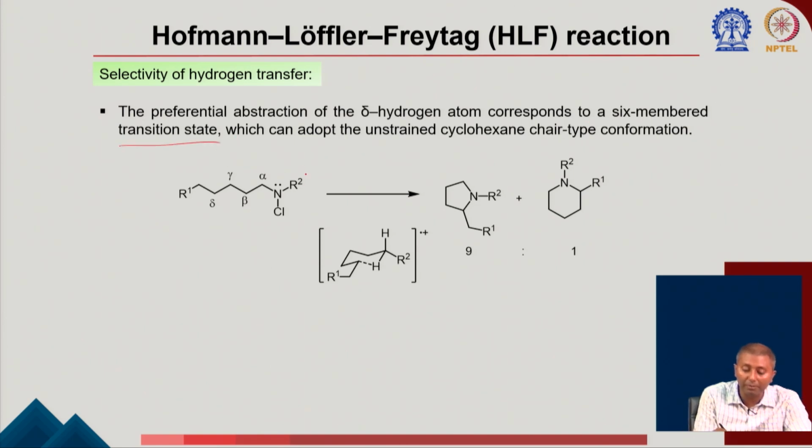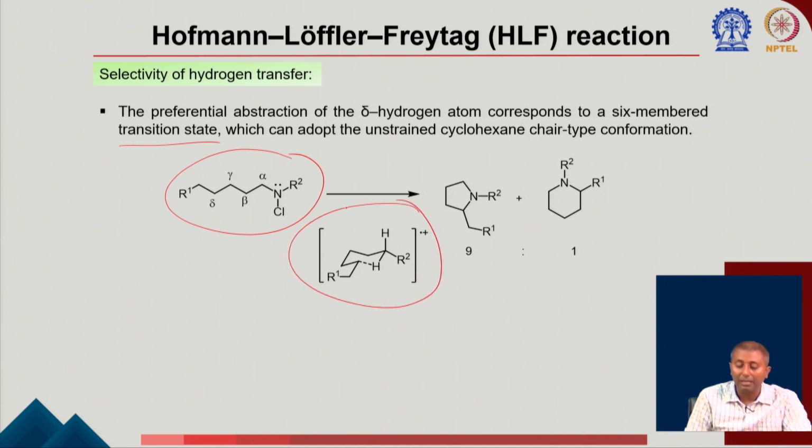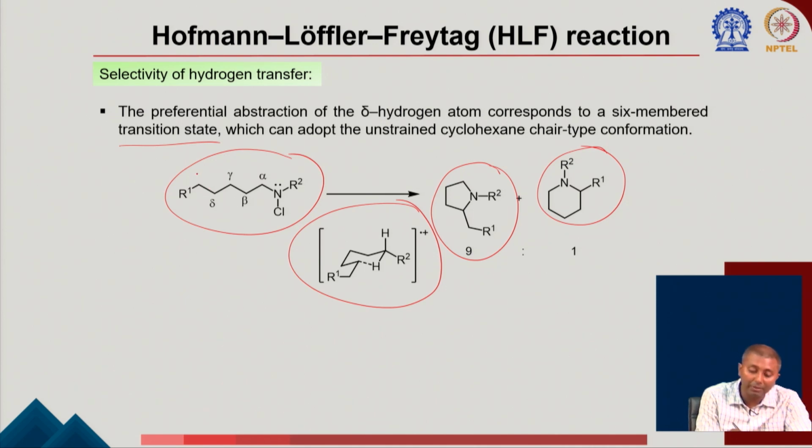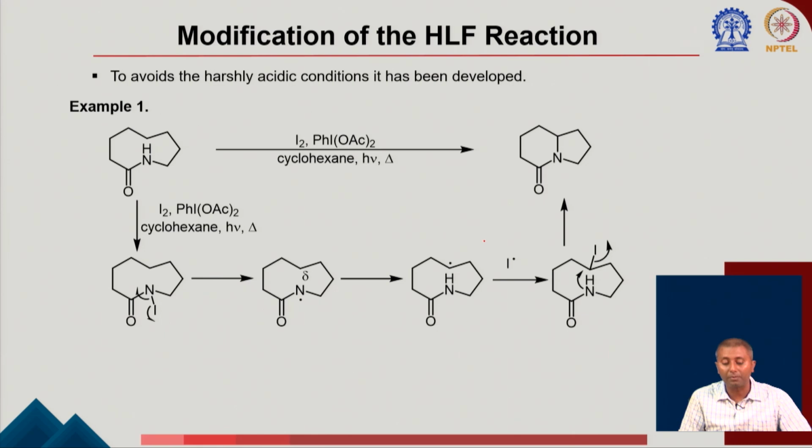So, that is also a very important factor here. It is going for the hydrogen atom abstraction, it is going for the formation of this 6-member transition state, and that is how this product becomes the major product compared to this one. So, we are talking about why not in the next one, why is it not going for abstraction from this one? Because here the 6-member transition state is the favored one.